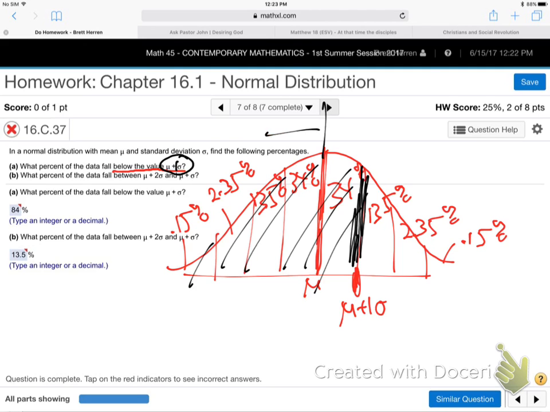Well, from here left is 50%, because it's half the curve. And this section's 34, so add them up. That's how I came up with the 84. Is that good?